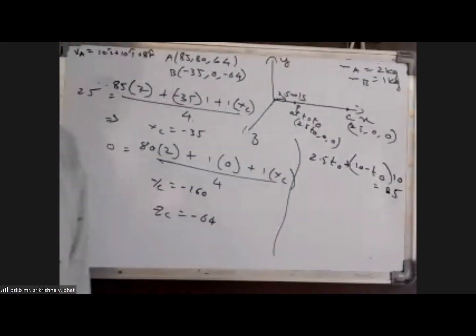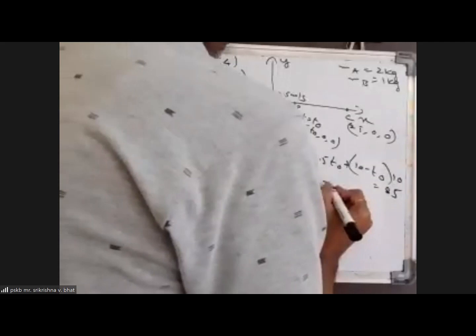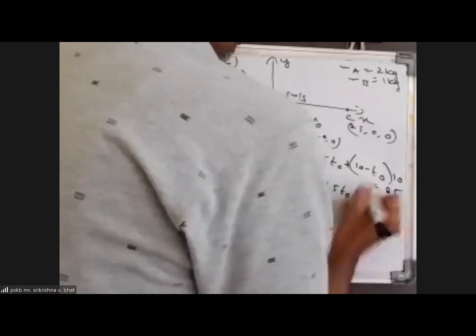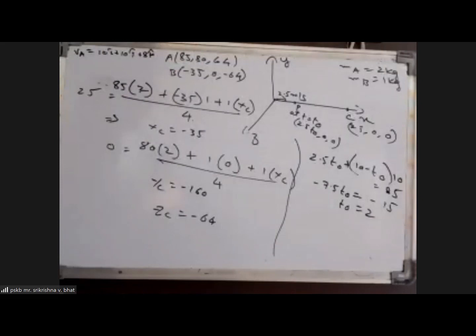So I think we can find out the instant of time T0 when the explosion actually took place from this equation. It will come out to 2.5 T0 minus 10 T0, that is giving you minus 7.5 T0, and here we have 100 and 85, so it is minus 15. So T0 comes out to be 2 seconds. Okay, so at T equal to 2 seconds, the explosion must have taken place.